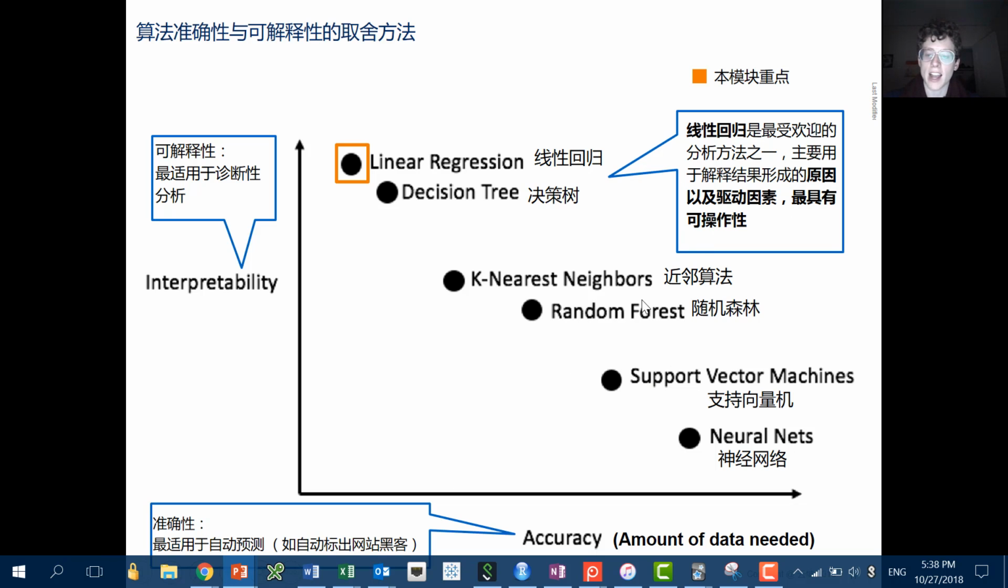Just know that they're less accurate than neural nets, and they're less interpretable than linear regression. They are able to be used with a medium amount of data relatively easily. All of these don't need too much data to work. Neural nets need a lot of data to work. So I've given you some of the basics on these techniques.